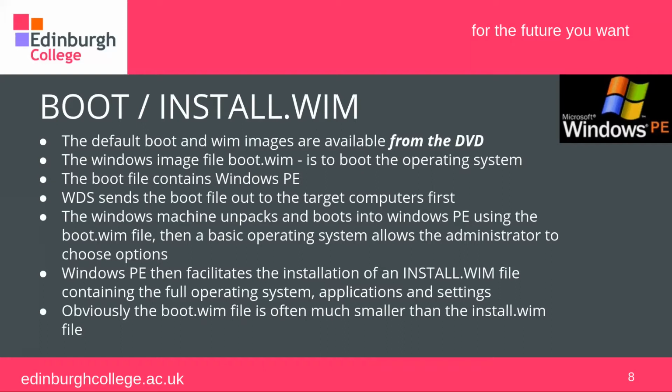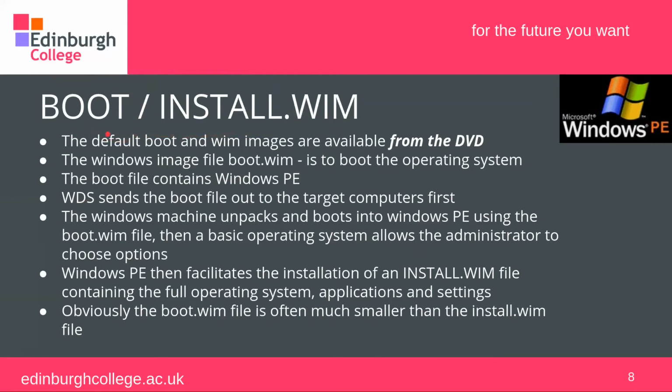Now, the default boot and install WIM images we can get from our Windows ISO. So if you right click on a Windows ISO and choose Explore, or you mount a Windows ISO and then look in it, you'll see there's a folder, I think it's called Sources from memory. It's been a couple of months since I've done this, but in there are two .wim files. WIM just stands for Windows image, okay? There's a boot.wim and an install.wim.